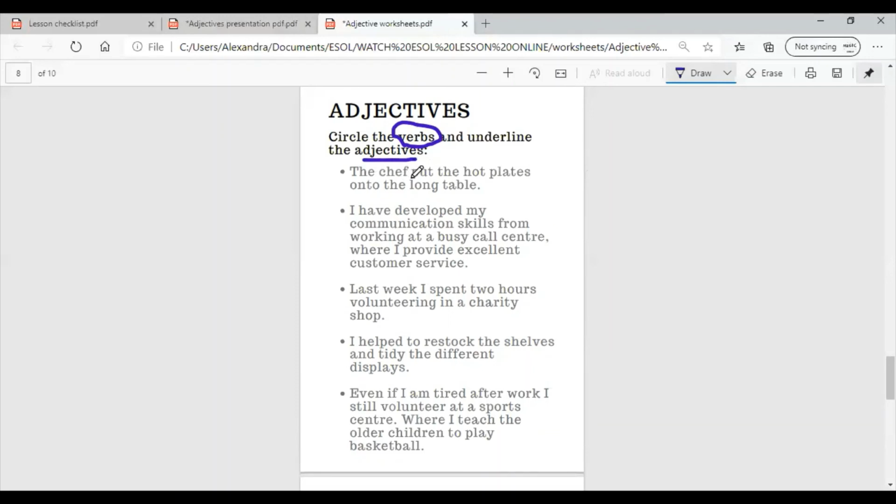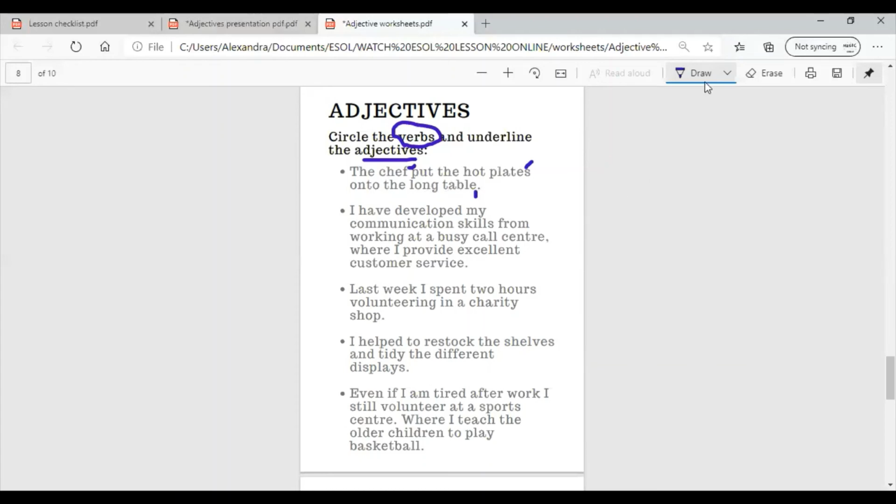Here we have: the chef put the hot plates onto the long table. So like with any sentence, it's always a good idea to look for our nouns first, even though the activity hasn't asked us to. So we're looking for the person, the place or thing in the sentence. So the chef, that's a person, isn't it? So that's a noun. The hot plates are a thing. So onto the long table, and the table is a place and a thing. So these are our nouns.